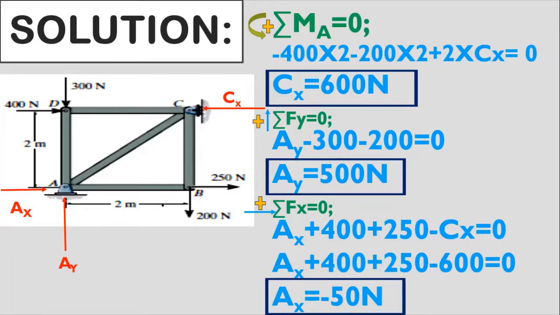For example, I am moving towards joint B. I am going to start from joint B.